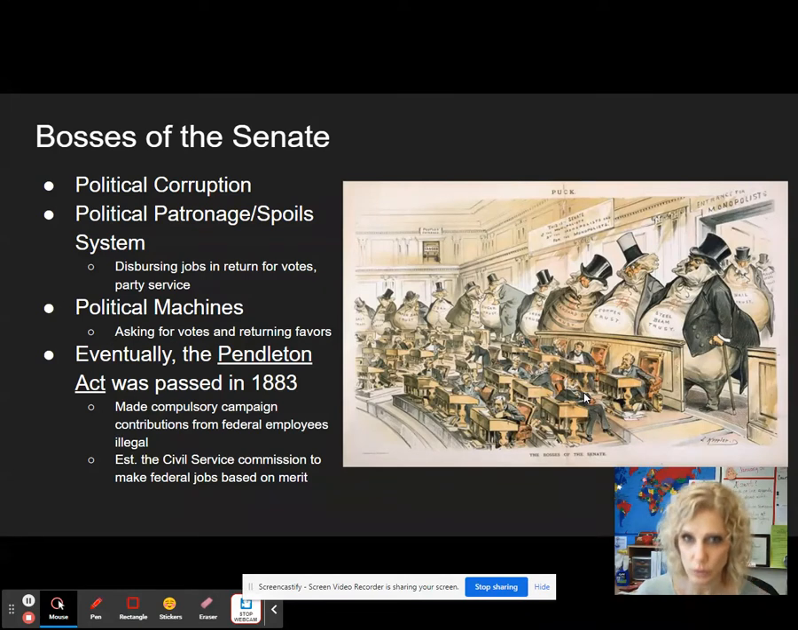Eventually, due to the assassination of James Garfield, the Pendleton Act was passed in 1883. The Pendleton Act put an end to specifically the spoils system, and it made it compulsory for you to show and prove that you had the skills to do the job that you were elected for, or appointed for, or placed in. It also made campaign contributions illegal from federal employees. And so that put a stop to those types of corrupt moves. And again, it also made gaining the job based on merit, which is still in place today.